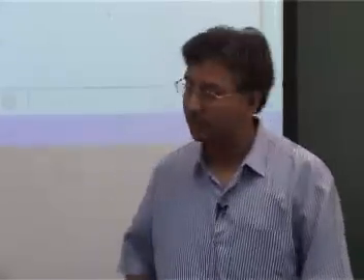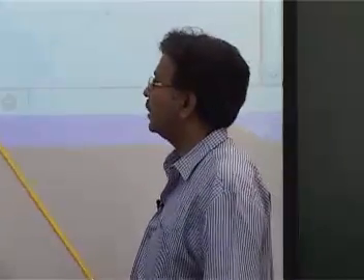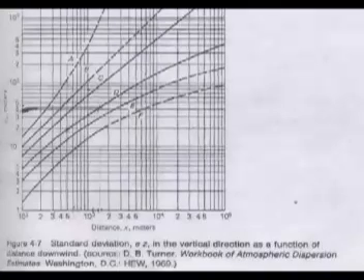Okay, sigma z, same thing. How much is that? 37. Stability E, 120, okay, 140.